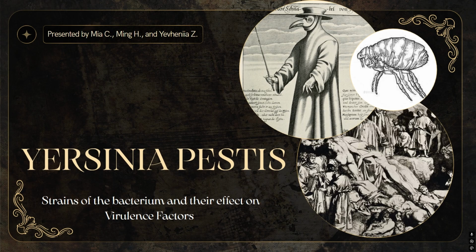Hello everyone! Today our group Mia, Ming and Evgenia will be presenting our bioinformatics project on Yersinia pestis, the bacterium responsible for the bubonic plague. Our focus is on how different Yersinia pestis strains compare genetically and specifically how variations in the PLA gene may influence the bacterium's virulence.